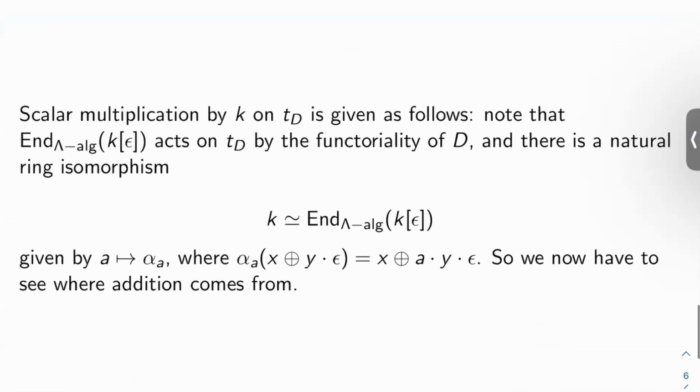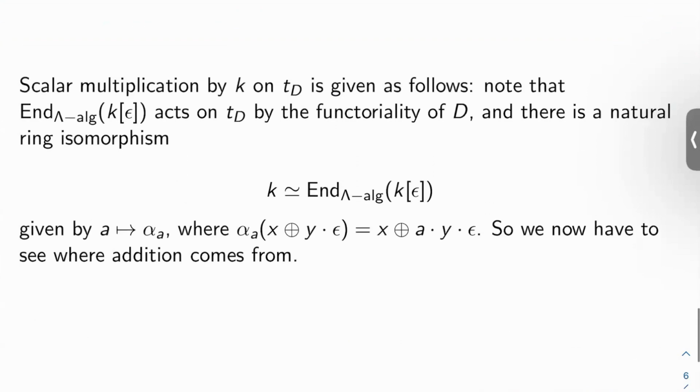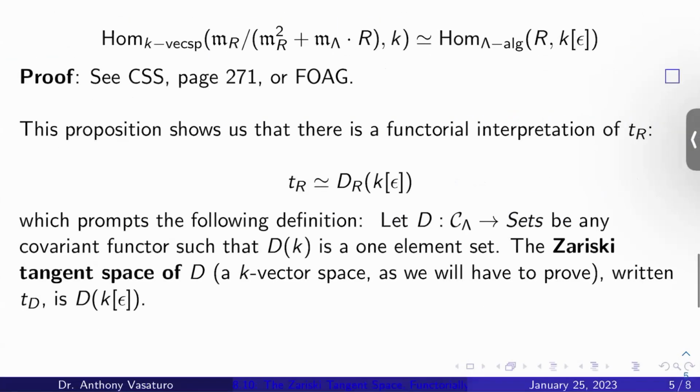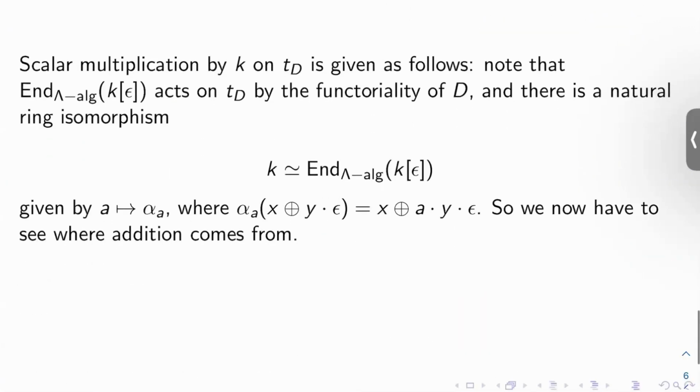So is this a vector space? That's the question. So is this Zariski tangent space here, D of K bracket epsilon, actually a vector space, or else this doesn't really make sense, right? It is. I just have to tell you what the scalar multiplication by K is and what addition is.